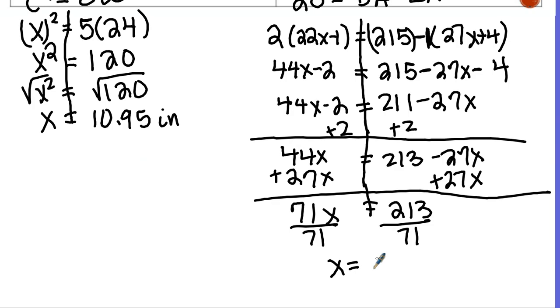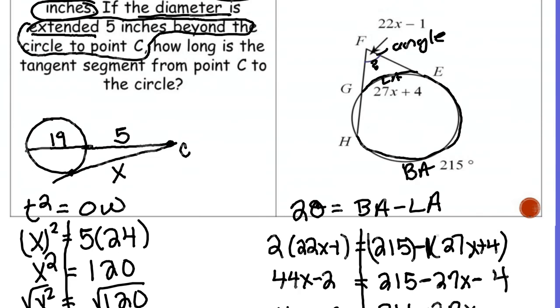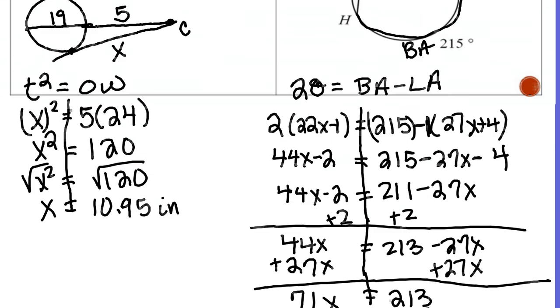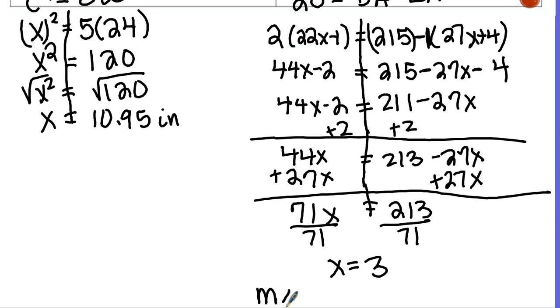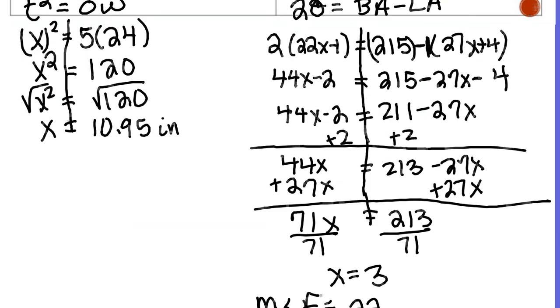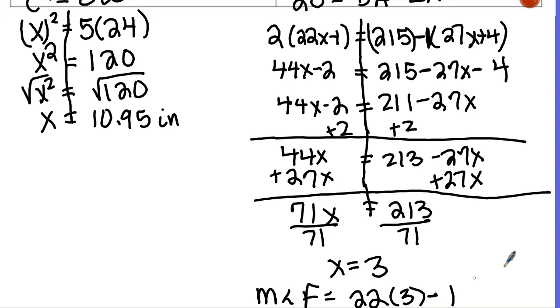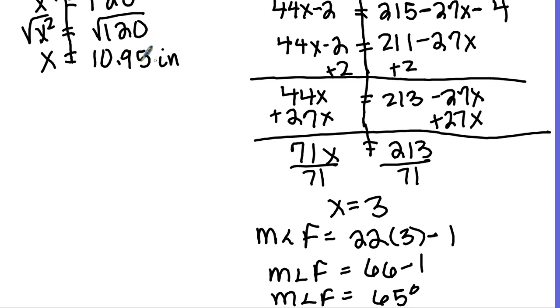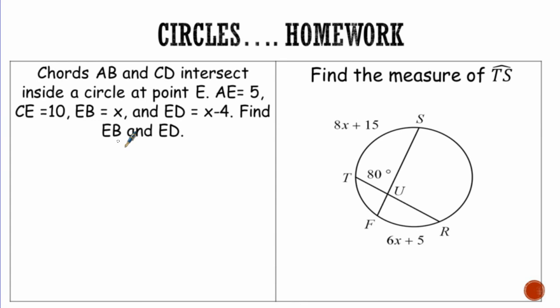3. So did we answer the question? It says find the measure of the angle. So no, we didn't answer the question. So now we need to say, since the measure of angle F equals 22x minus 1, I need to substitute in x, 3, minus 1. So here the measure of angle F equals 66 minus 1. So the measure of angle F is 65 degrees. And we're finished. All right, let's go to this next one.